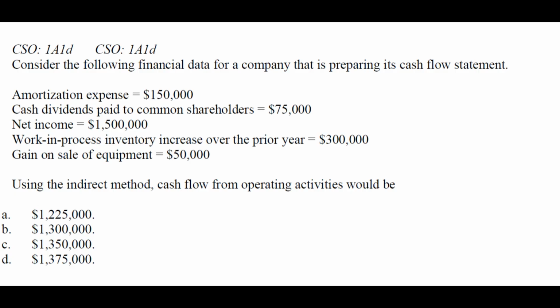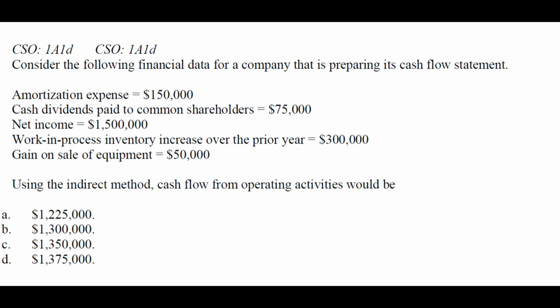Step 1. Start with net income. $1,500,000. Step 2. Add back non-cash amortization expense. $150,000. Amortization reduces accounting income but does not involve a cash outflow. Step 3. Subtract the gain on sale of equipment. $50,000. The gain increased net income, but the related cash proceeds belong to investing activities, so the gain must be removed from operating cash flow.